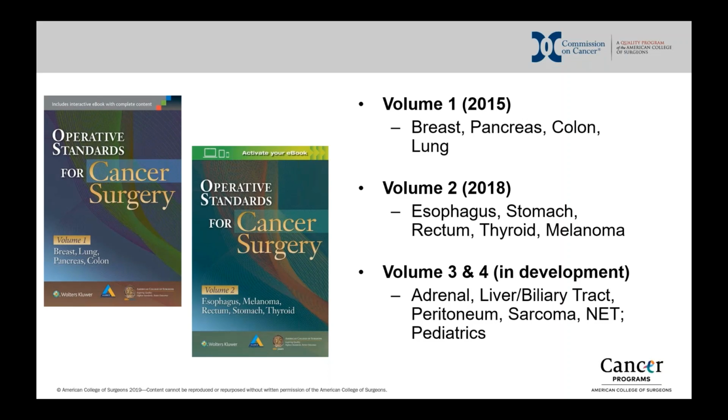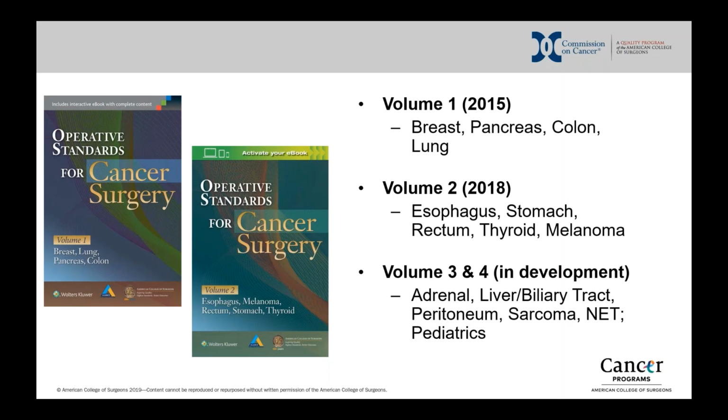Volume 1 of the Operative Standards for Cancer Surgery Manual was published in 2015, and it provides technical standards for the conduct of breast, pancreas, colon, and lung operations. Volume 2, published in 2018, provides standards for esophageal, stomach, rectum, thyroid, and melanoma operations.